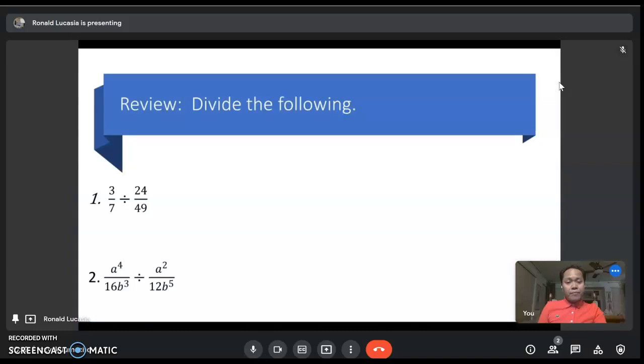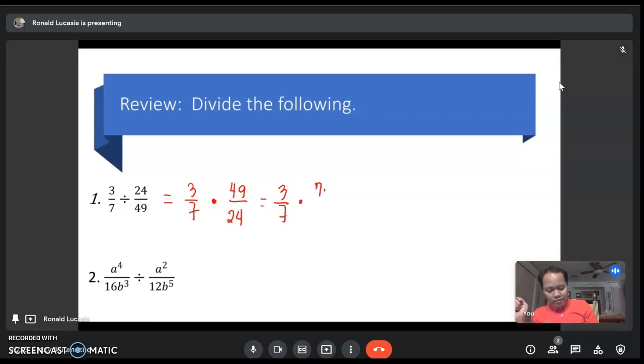When we divide rational expressions, it's quite the same as dividing fractions. So recall that when we divide fractions, we get the reciprocal of the second fraction. So 3 over 7 divided by 24 over 49 is the same as 3 over 7 multiplied by the reciprocal of 24 over 49, that is 49 over 24. So simplify that.